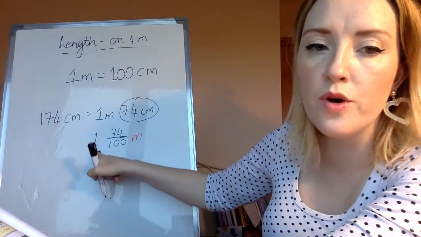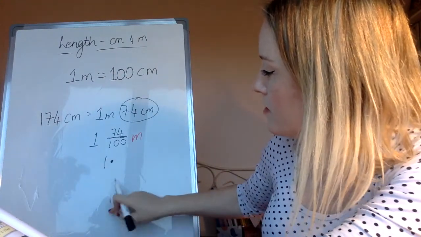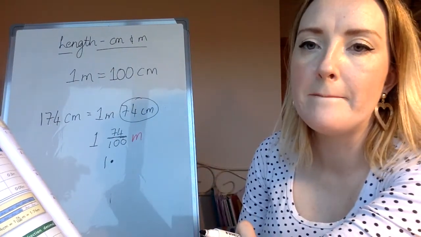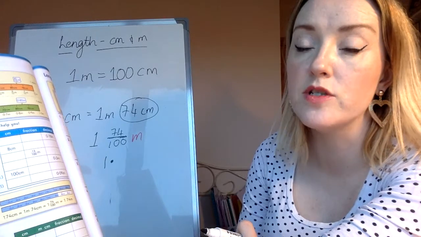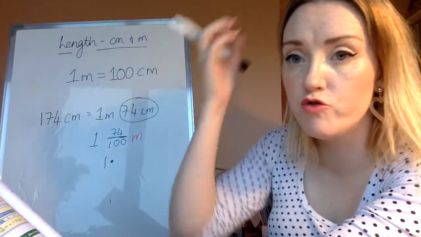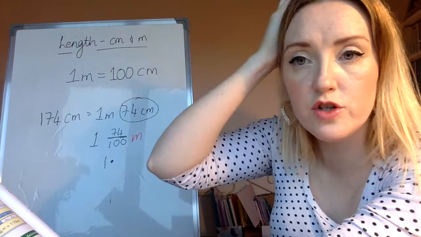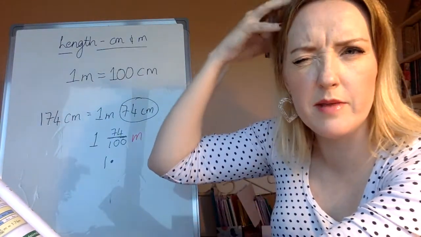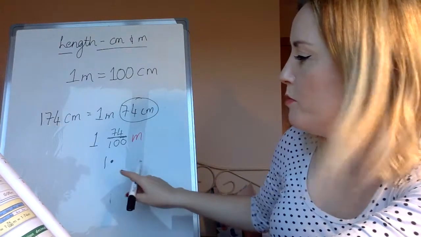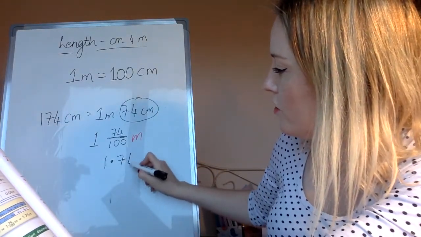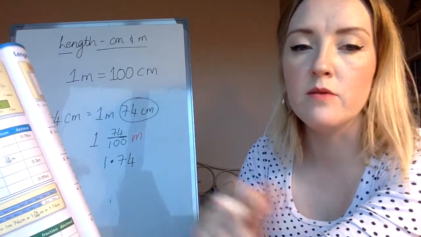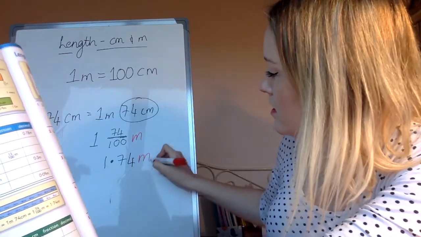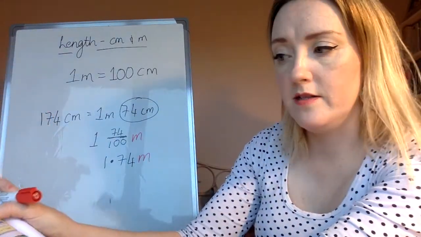I have my 1 whole unit, so my 1 will go here, then my decimal point. And this is 74 over 100, because there's 100 centimetres in a metre. Drill that into your head and you'll have it forever. 100 centimetres is equal to a metre. You don't have to bang your head like I'm doing. I'm trying to keep it in, maybe that's why I'm doing that. So 1.74. What am I missing? Exactly, the metres.